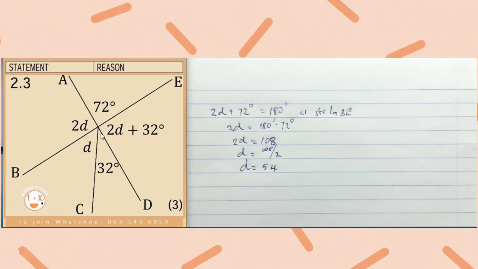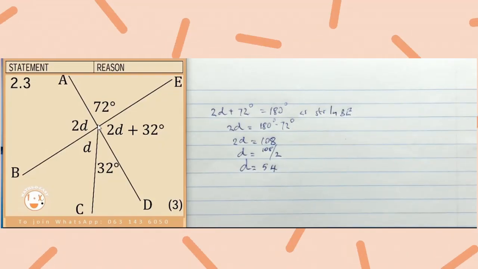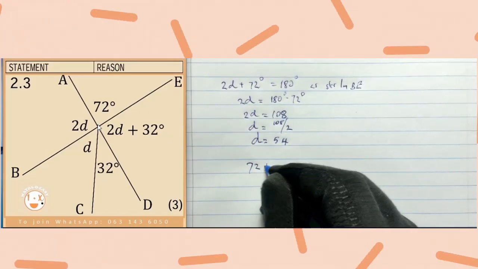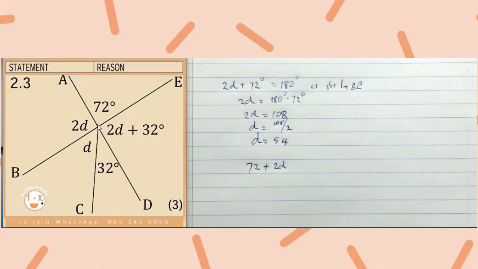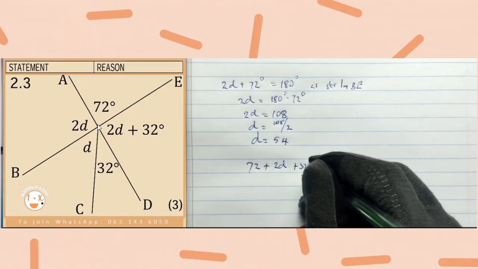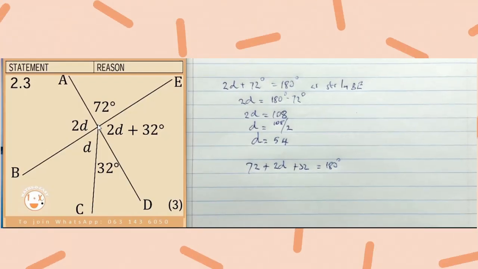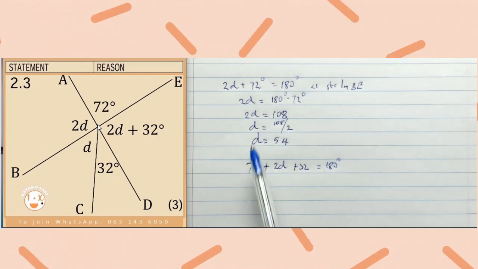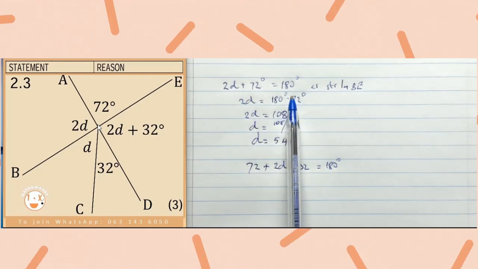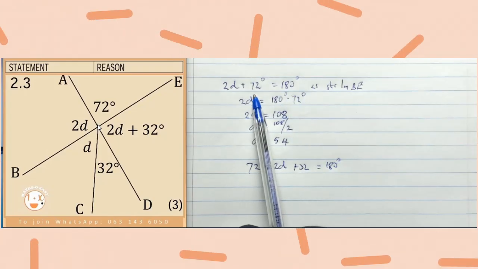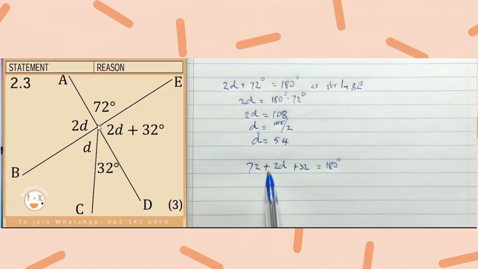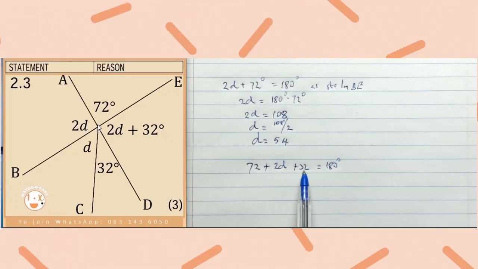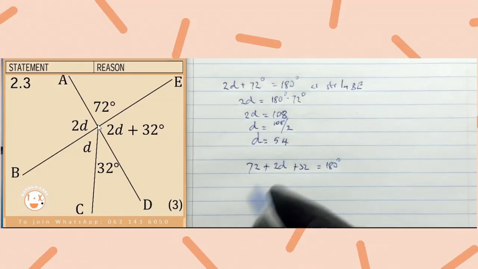Now, what if I take this straight line that goes from A to D? What will I have there? I will have a 72 plus 2D plus a 32 is equal to 180. Are we going to get the same answer? We are not, remember. Okay. These two give me 180. Now, this one has a 72 and a 2D. Now, when I get to this one, it also has a 72 and a 2D, but it now has a 32. Let's see what happens now.